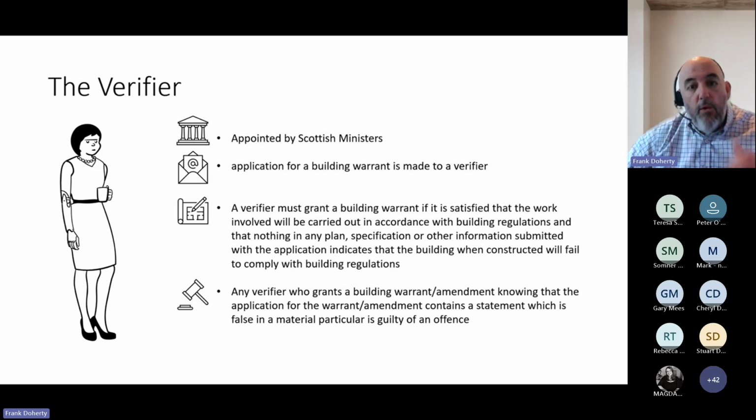But every application for a building warrant is made to a verifier, and the verifier has a responsibility to only grant a building warrant if they're satisfied that the work will be carried out, and that when that building is completed, nothing in any of the plans or information submitted to them shows that it will fail to comply. So they have a responsibility, perhaps, for ensuring that the design of the building is compliant. And a verifier, as much as an applicant or a relevant person, can commit an offence under the Act and can be taken to task on that.